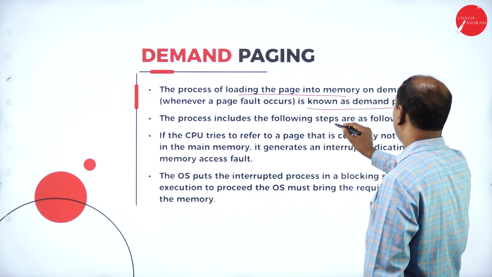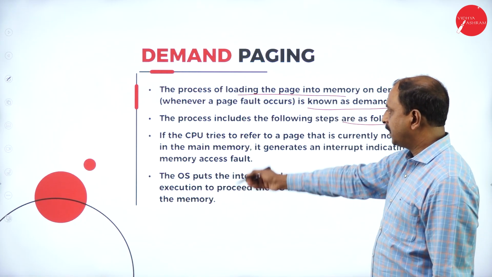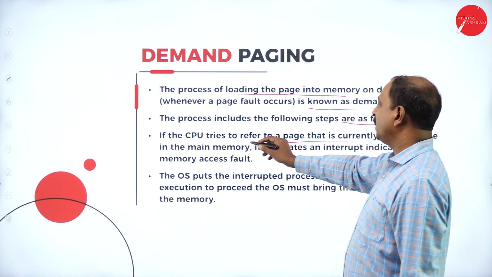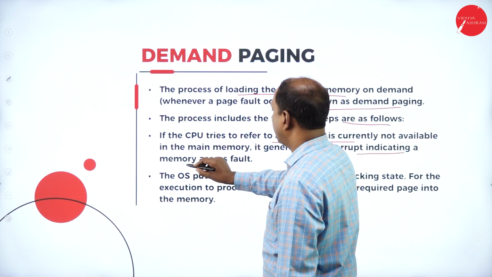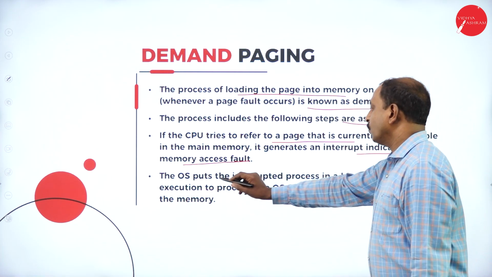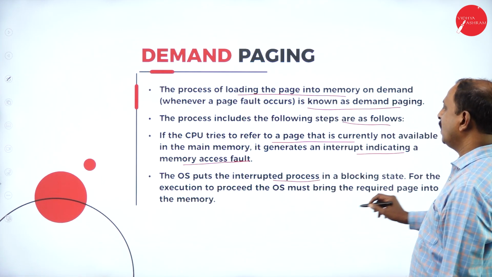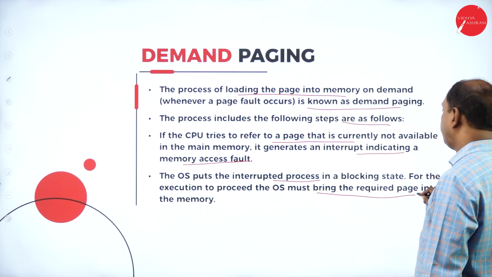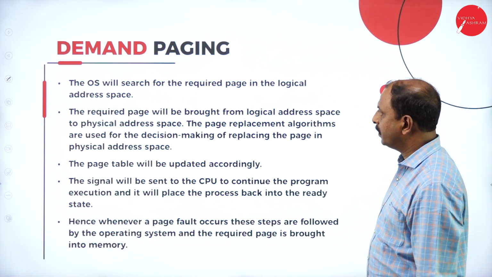It includes the following steps, as we have seen. The CPU tries to refer to a page. If the page is not available, it generates an interrupt indicating a memory access fault. That is nothing but a page fault. Then the OS puts the interrupted process in a blocking state. For the execution of the process, the OS must bring the required page into the memory. So this is swap in and swap out.